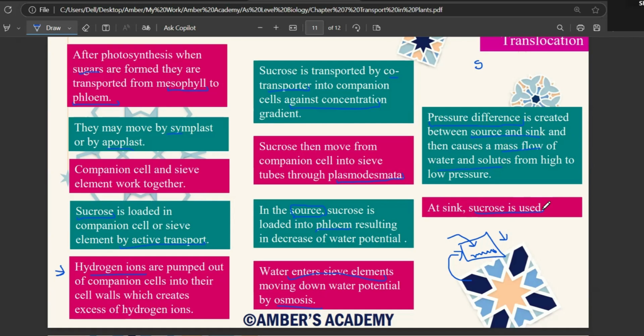Source is the region where food has been made, meaning where sucrose has been made. And for example, if sucrose is needed at roots, then roots are going to be the sink. So source and sink are two terminologies which define where food has been made and where food has been utilized.